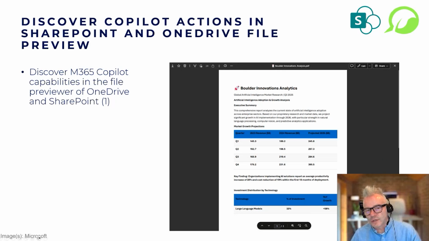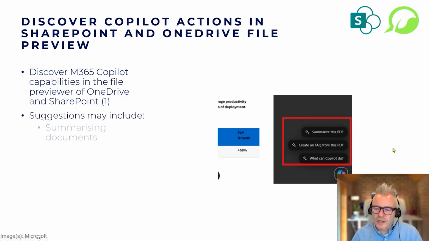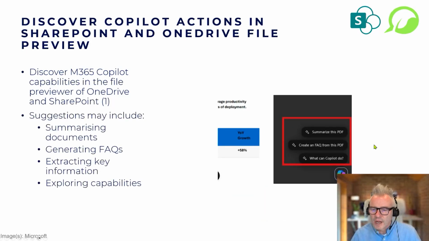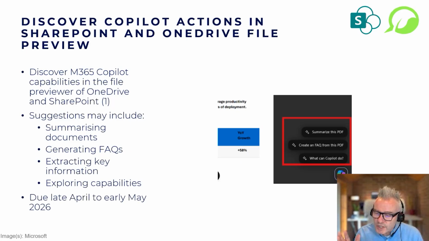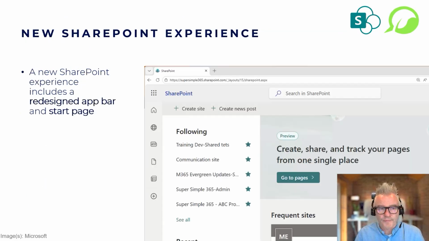So look at this. I'm in OneDrive on SharePoint, and I've previewed a file. Let's have a close look at this. You see this down the bottom right-hand corner. It's just summarizing this PDF, creating an FAQ out of it, extracting key information, or exploring what else Copilot can do on this file. Just a quick change, but look at that next time you're on preview. Look at the options down the bottom, especially if it's a massive document or you're struggling to get the key points out of it, then maybe Copilot can help you. And actually, you should have that already.